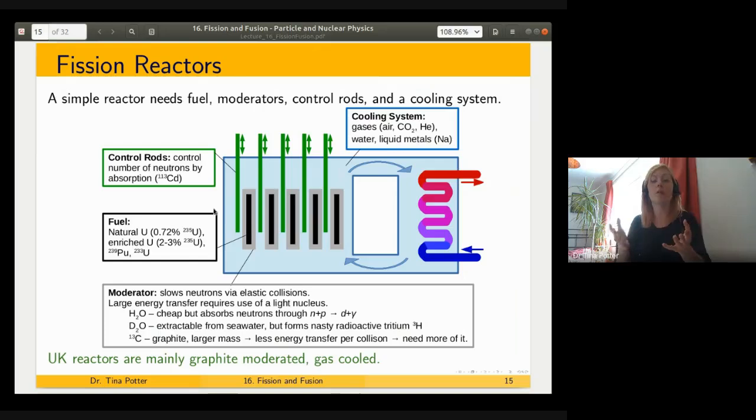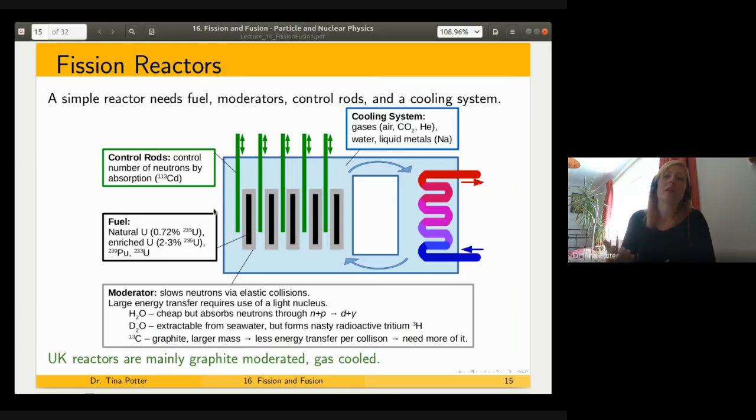So we could have a water moderator, but the problem with that is water does like to absorb the neutrons as well as slow them down. So we could slow them down, but we're going to lose them. What will happen is the hydrogen inside of our water will capture that neutron, and it will give us deuterium. It will give us heavy water. Not so useful. We want to keep our neutrons and not capture them.